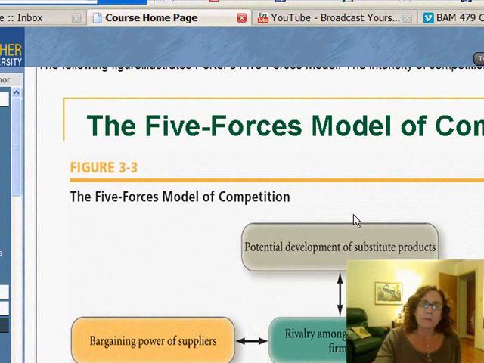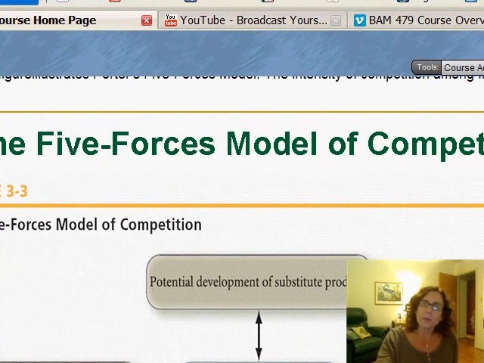Now, the final force in Porter's model is the development of substitute products. And I've saved this for last because this is the element of the model where students sometimes get the most confused. By substitute products here, I'm not talking about competing brands. So if we were a soft drink, for instance, we aren't talking about substituting Coke for Pepsi. What we're talking about is substituting an entirely different product that fills that same customer need.